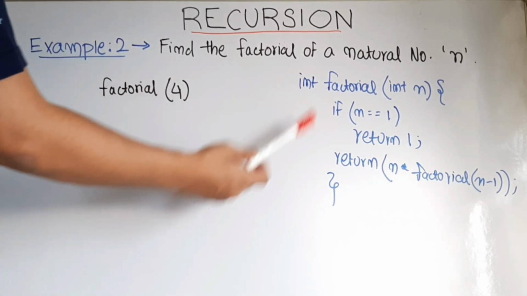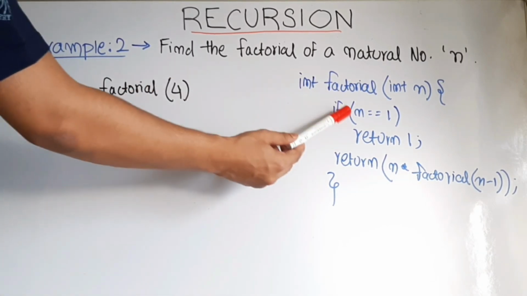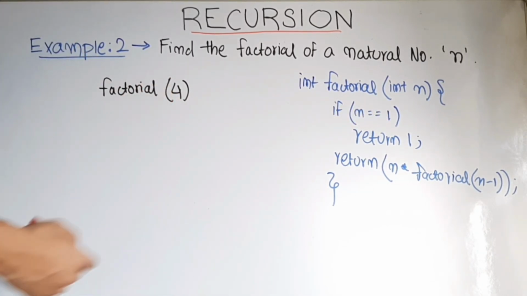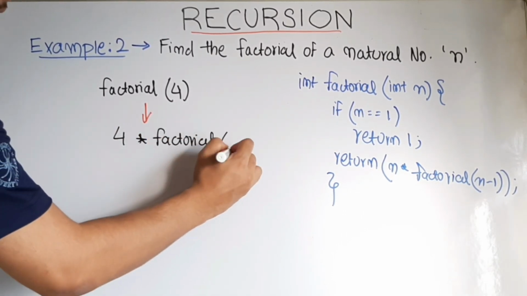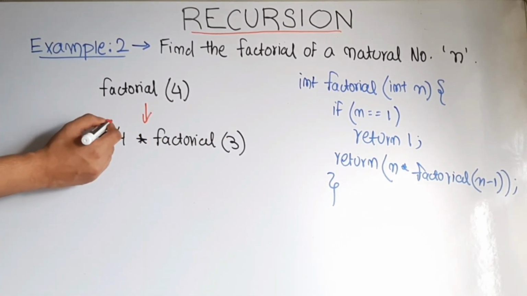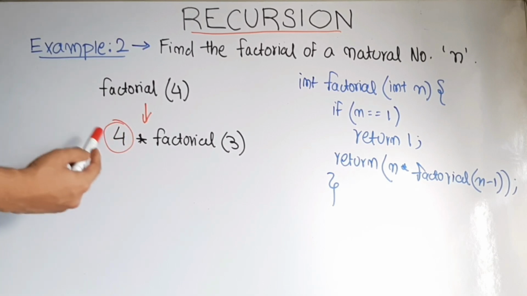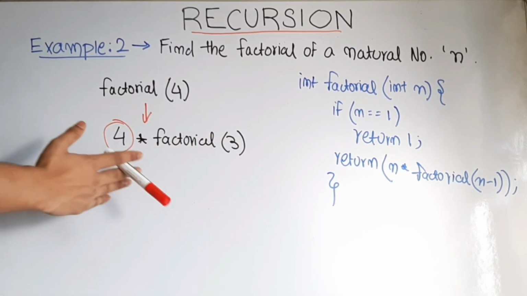So moving inside the function, at first we check whether n is equal to 1. The value 4 is not equal to 1, hence we move into this line. Here we got one constant as 4. Now let's focus on this function and move into the second step.